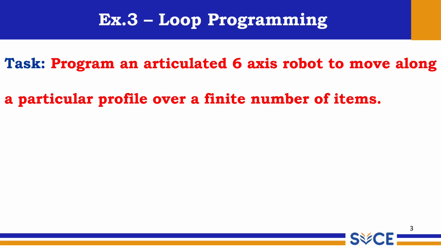The task is to program an articulated six-axis robot to move along a particular profile over a finite number of items. That is, we want to use the robot only for a certain number of times. We know in programming that if you are not terminating the program by end or halt, the robot itself is going to run n number of times. But here, we want only a finite number of times. So how to go ahead with that, we'll understand.